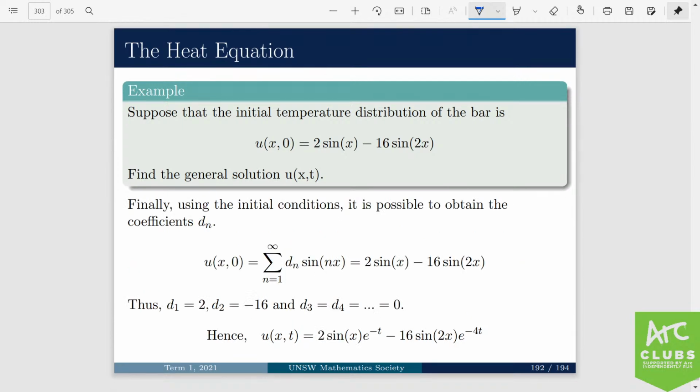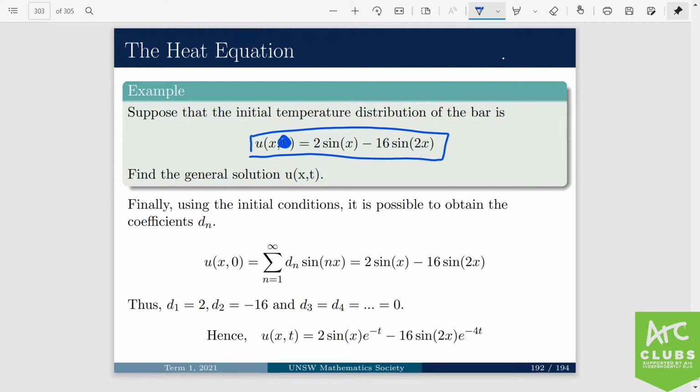Okay, so now here's what I was saying before, when I was confused why we choose n equal to 1 as our starting point. It has to be whole numbers, because if you're thinking about the rotations around the unit circle, it has to be whole numbers. But why do we start from 1? The reason it doesn't matter is because it's going to come out in here. So we use our initial conditions. It says, suppose the initial temperature distribution of the bar is equal to this.